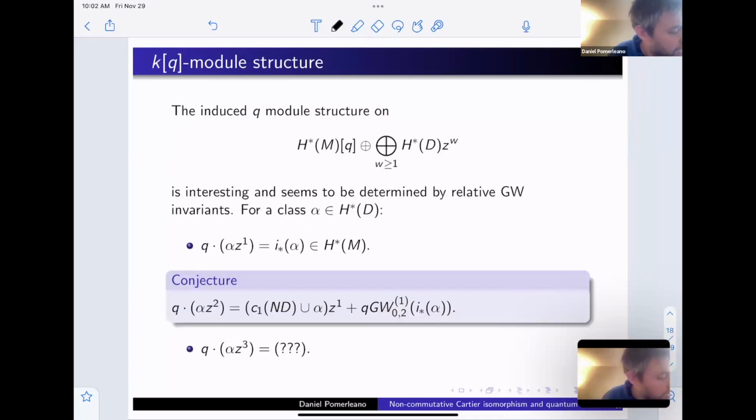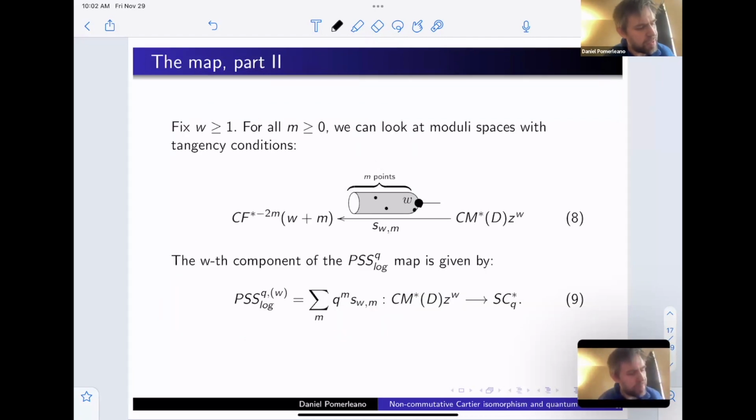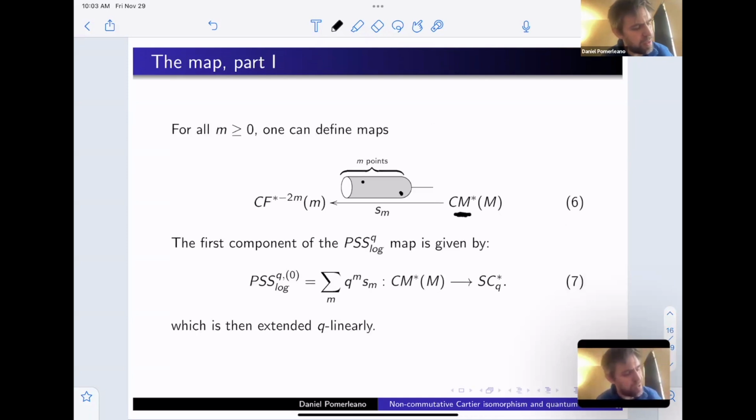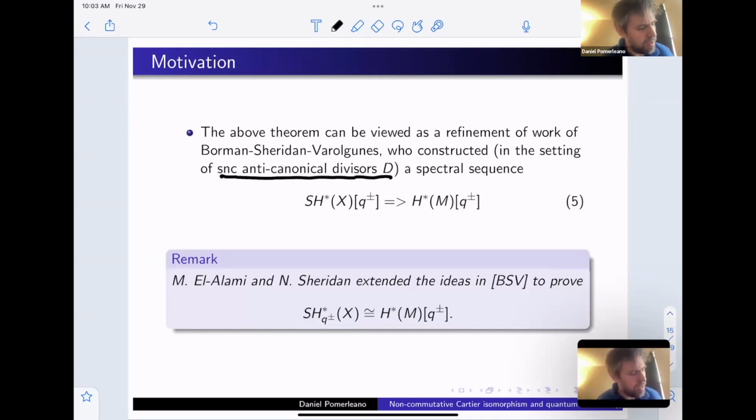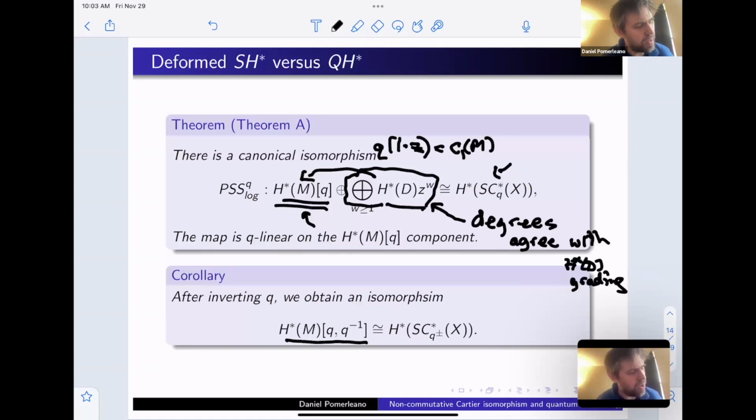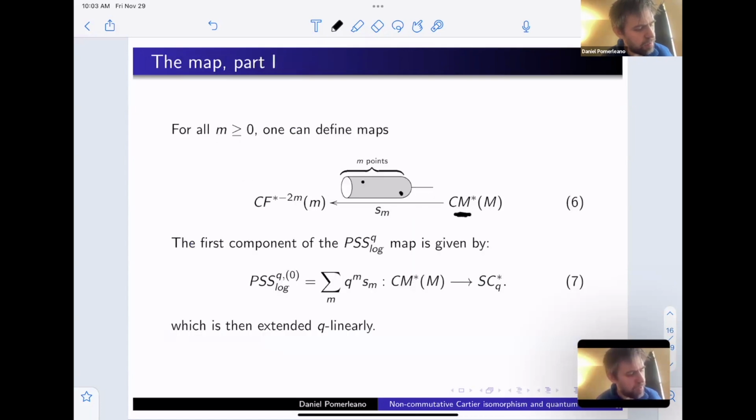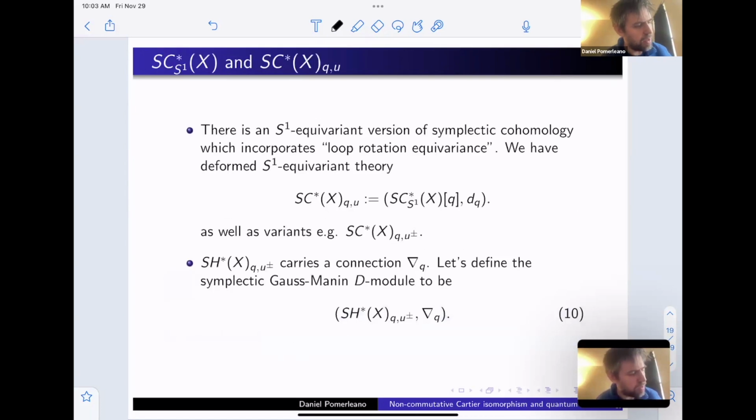Okay, maybe I'll skip. This sort of just says what I said before, that it's really interesting to think about what the Q module structure is, if one thinks about this map. It's interesting to think about what operations on the source correspond to multiplication by Q on the target, but it should involve some kind of relative Gromov-Witten invariance, but we haven't really pursued that too hard.